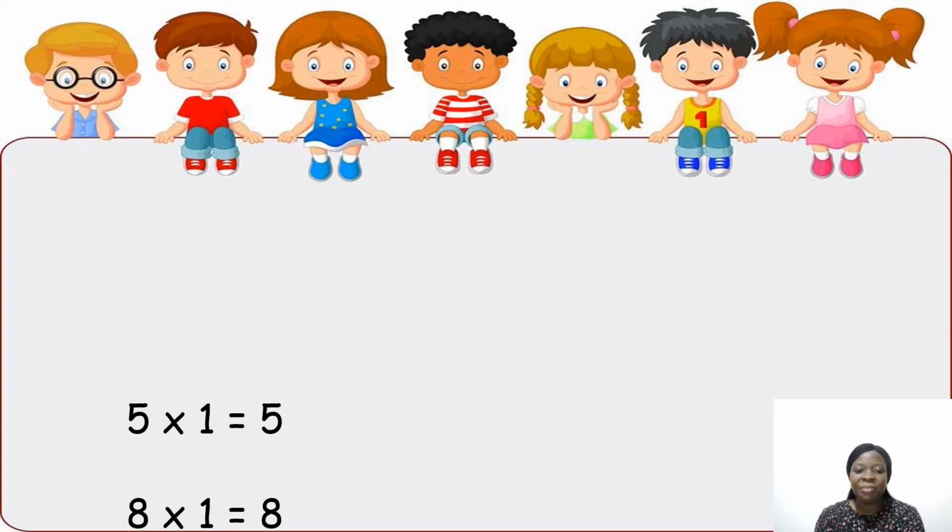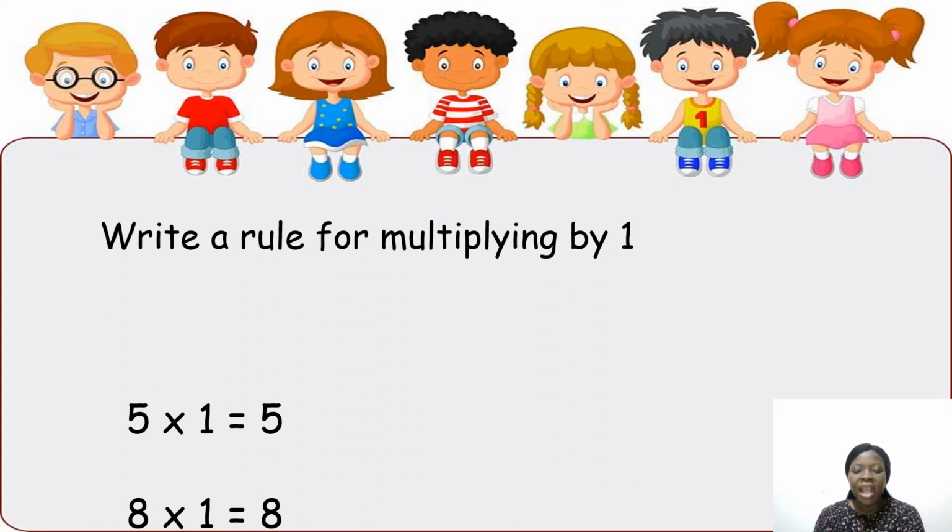Okay, let's make progress. Write a rule for multiplying by 1. Pause the video and have a go. We learned this in my previous video, so this should be very fresh in your memory. So write a rule for multiplying by 1. What would that rule be? I have given an example here also to help you recall what rule it should be. Pause the video and have a go.